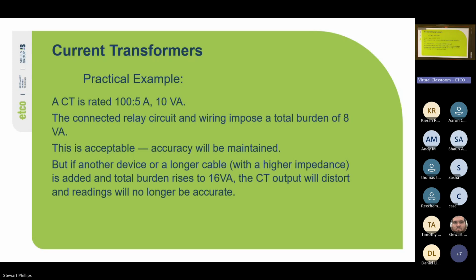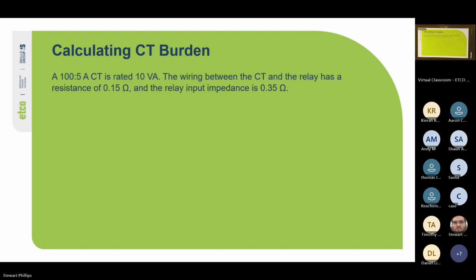But if another device on a longer cable with a higher impedance is added and the total burden rises to 16 VA, the CT output will distort and readings will no longer be accurate. So we'll look at calculating the CT burden.